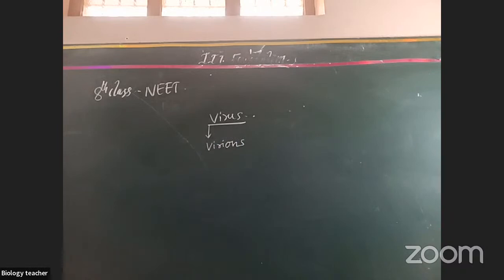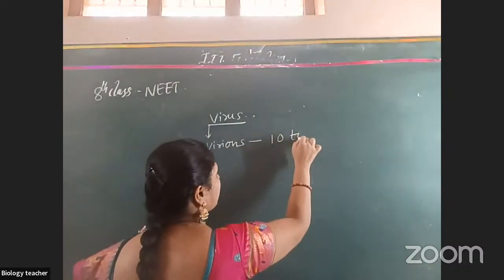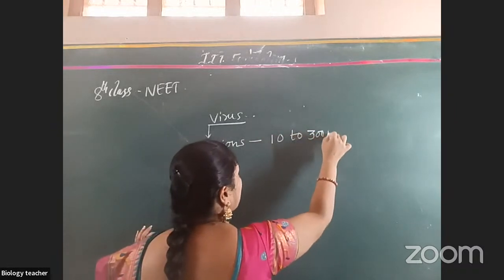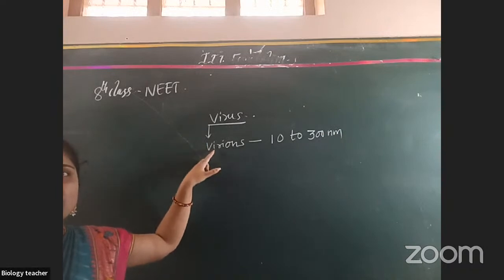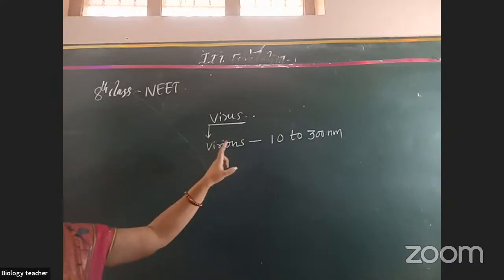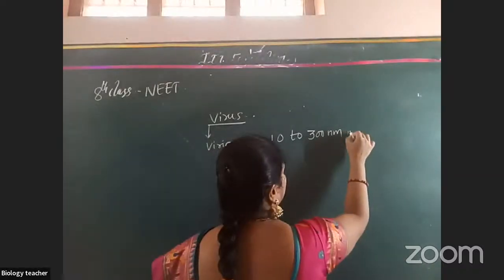The particles of virus are known as virions. How much size can they be? They can range from 10 to 300 nanometers in diameter. The particles of virus are known as what? Virions. And what is the size? 10 to 300 nanometers.